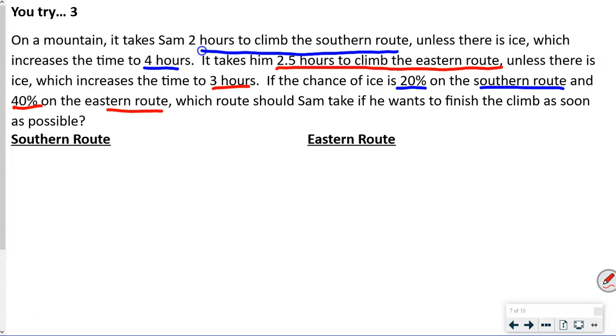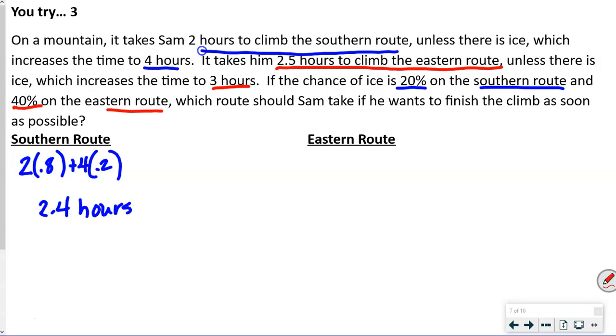again, you can start out with the amount of time it takes without it. So we could say 2 times, and then if it's 20% chance there is ice, it's going to be 80% chance there isn't ice, right? And then it takes 4 hours if there is ice, right? So that's how we're going to set that one up. So this is going to be 2.4 hours. Then we're going to do our other one.